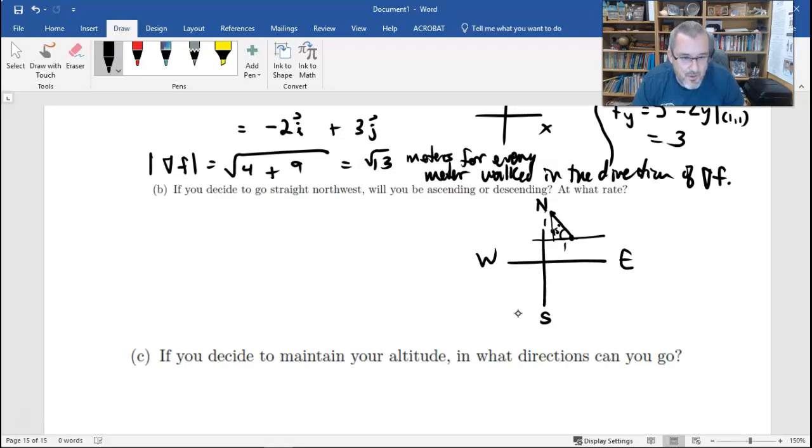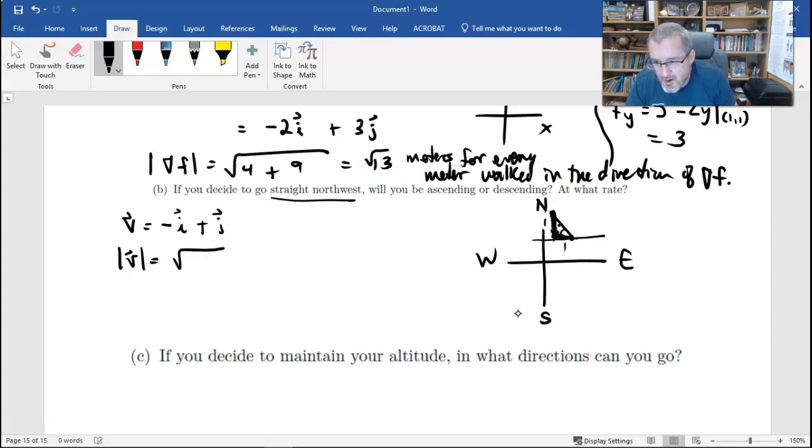So if I go 1 this way, in other words, if you go straight northwest, the vector that we're speaking of is in the direction of the vector negative 1i plus 1j. I hope you see why I say that. We're northwest, so negative 1i plus 1j. Now, I do not believe that that is a unit vector. I'll prove it to you. The square root of negative 1 squared plus 1 squared. Yeah, look at that. It's the square root of 2. And so to make this a unit vector, we'd have to divide by that magnitude.